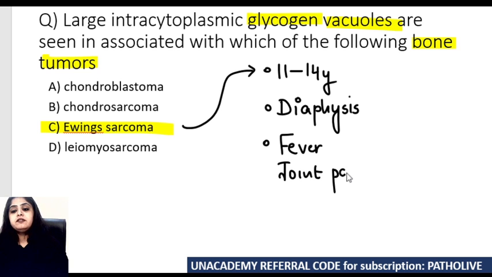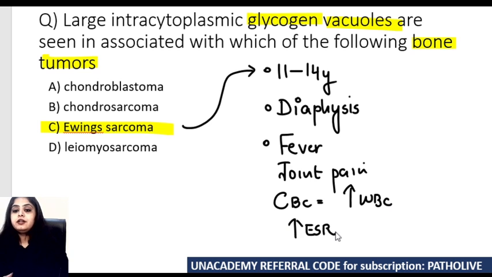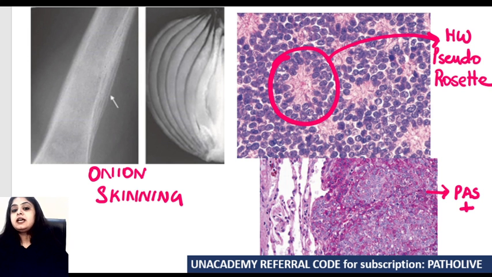And this might look inflammatory, because when you do his complete blood count, you might see an increase in the WBC count and an increase in ESR. So initially it might look like a very inflammatory or infective etiology. But because he's complaining of joint pain, you'll obviously go in for radiology. When you do radiology, what do you find? You see a very characteristic finding, that is onion skinning.